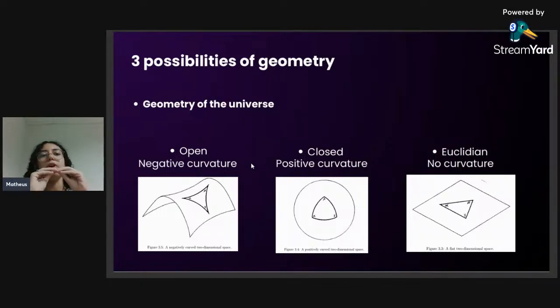And Dodelson's book gives us an interesting example. They first consider two particles traveling parallel to each other, side by side. He says that for a Euclidean universe, these trajectories are always parallel to each other. But in an open universe, for example, the trajectories will diverge over time. And in a closed universe, the trajectories will converge to the same point over time. So this is a more intuitive way to understand the possibilities of geometry of the universe.